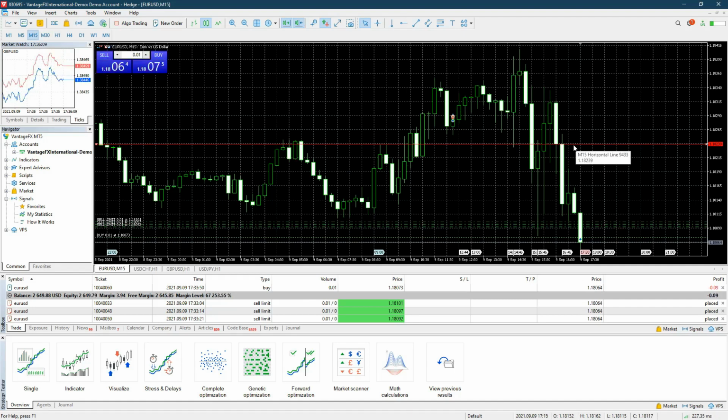There's this red line that I've drawn here. So you want to instruct the broker that when price gets to this point, you want the broker to automatically sell at that price.